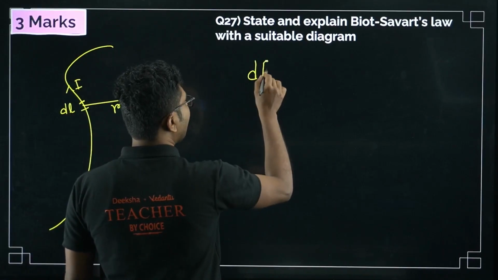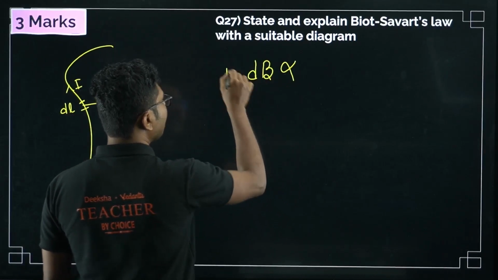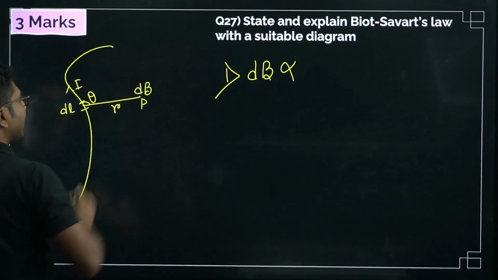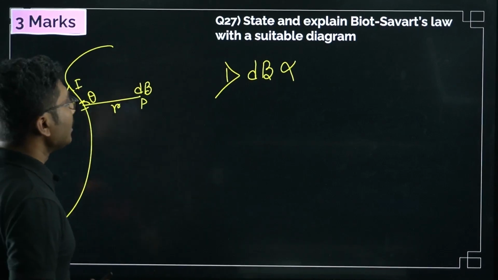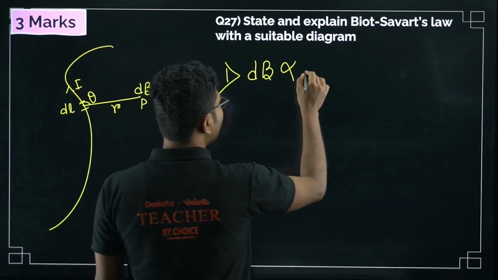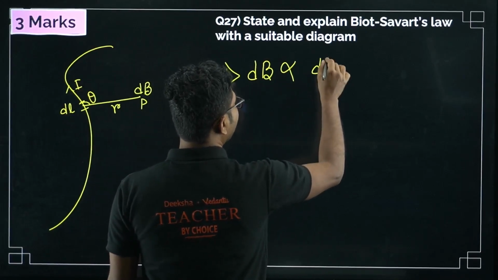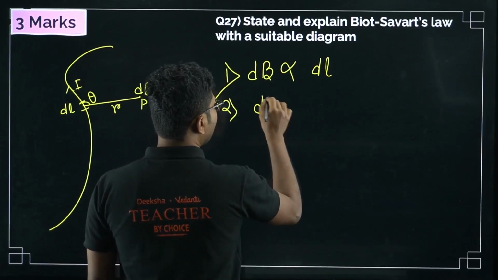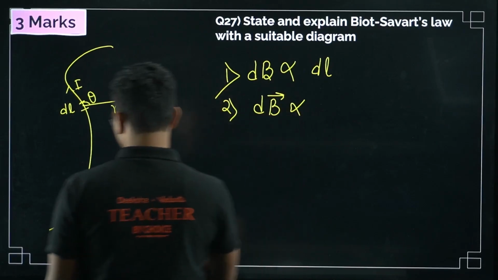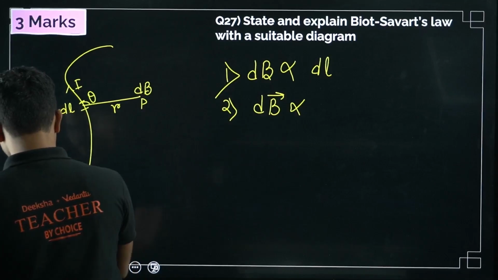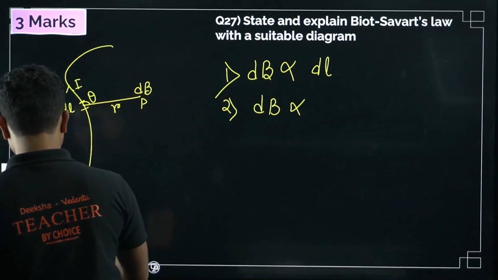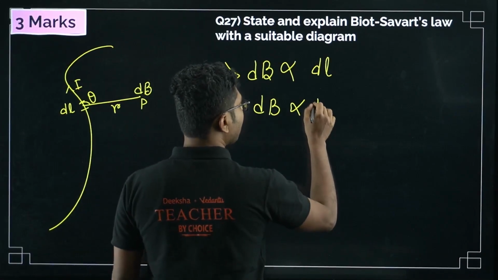So what is this dB about? dB is directly proportional, number one. The angle between the dl and this element distance vector is theta. So dB is directly proportional to the length of the current element dl. dB is directly proportional to the current passing through it. Vector form is possible, but we are not interested in vector form.